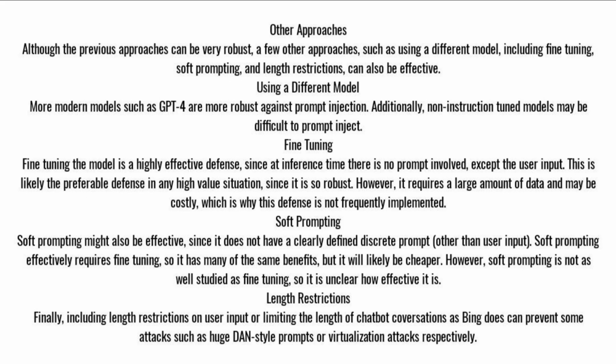Other approaches. Although the previous approaches can be very robust, a few other approaches, such as using a different model, including fine-tuning, soft prompting, and length restrictions, can also be effective. Using a different model. More modern models such as GPT-4 are more robust against prompt injection. Additionally, non-instruction tuned models may be difficult to prompt inject.